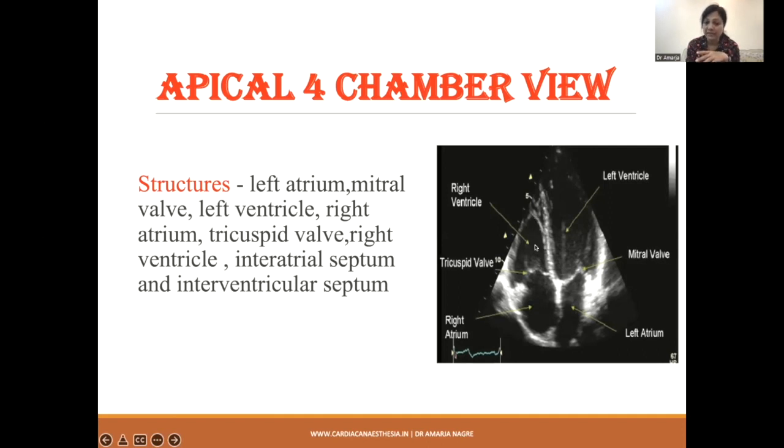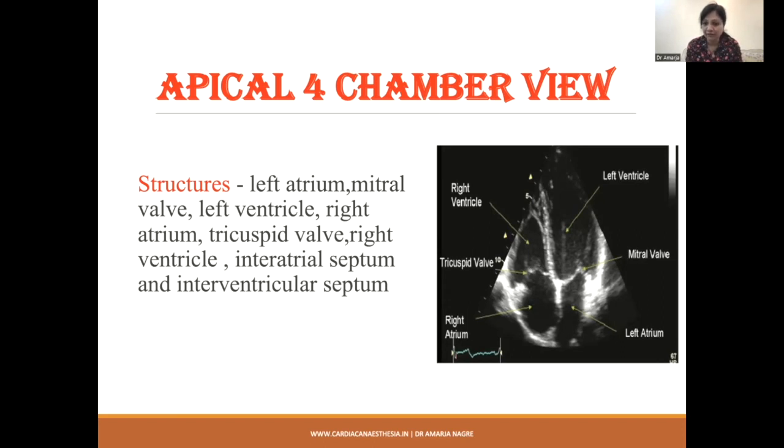Okay. The next thing is that the valve of the RV, that is the tricuspid valve, is a bit apically situated. This is the apex. And you will always see it lower down. It is never at the level of the mitral valve. It is lower down than the mitral valve. And the valve of that particular chamber always goes with it.